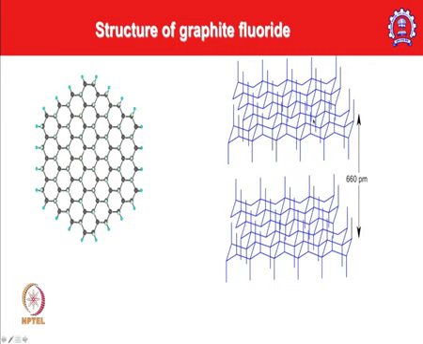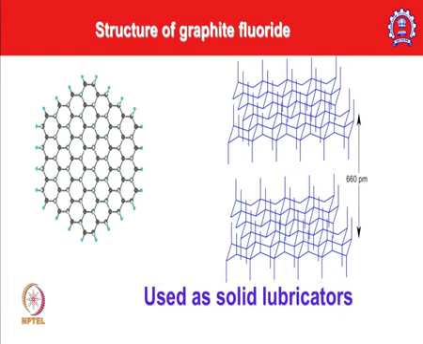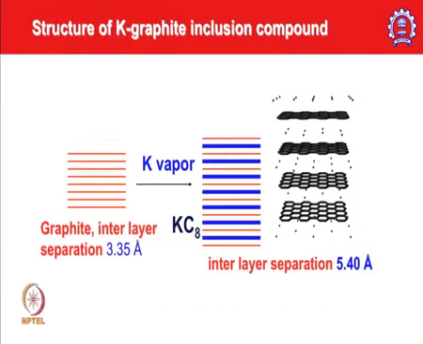And now because of addition of fluorine, the graphite layers move apart from each other. To start with, we had about 335 picometers. Now after addition of fluorine atoms, the distance increases to 660 picometers, and as a result this is used as a solid lubricant. Okay. And the structure of graphite is shown here.